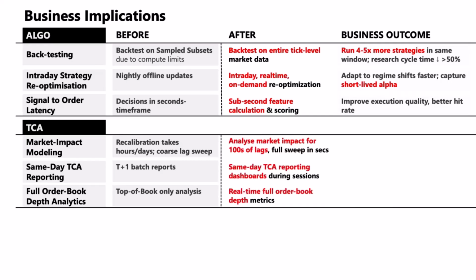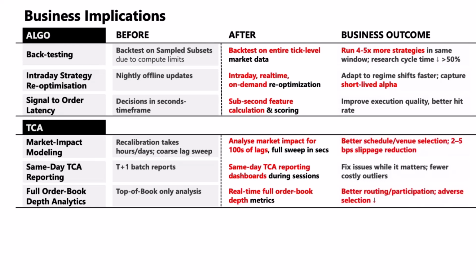Similarly for TCA, instead of recalibration taking hours, now we can analyze market impact for hundreds of lags. We can do a full sweep in seconds. Same day TCA reporting, real-time full order book depth metrics instead of top of book. What that means from a business outcome perspective is that we can do our analysis to determine venues more optimally. We can expect slippage reduction. We can fix issues in terms of TCA on time, reduce the outliers, and so on.